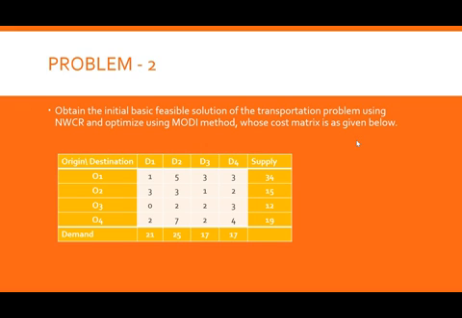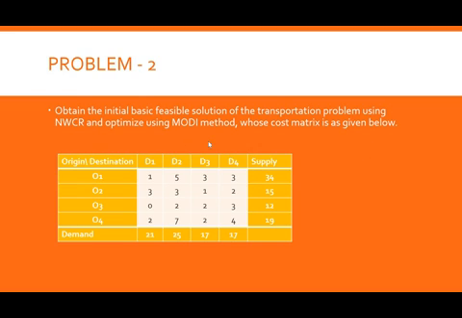Therefore, I'll be a bit fast with all the general or initial stages of computing IBFS, calculating UI VJ values, and calculating EIJ values. Wherever there is a need for me to explain in detail, I'll go slow there. Hope it is fine with you people.